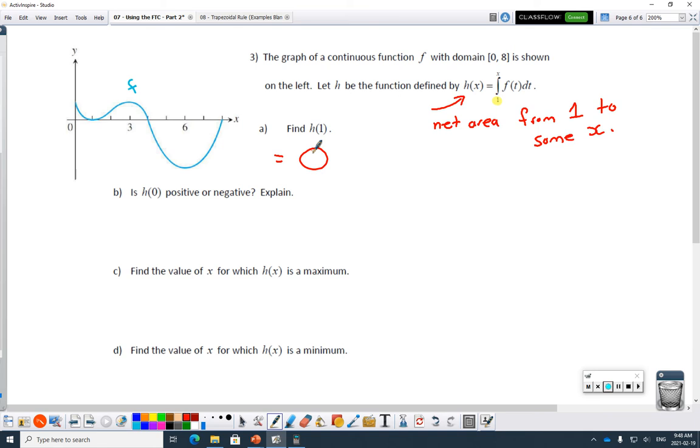Is h at 0 positive or negative? Oh, I got to write it out to know what's going on here. Whoever gets 0, the number 0, has got to do the area from 1 to 0 of f at t dt. They've got to go from 1 back to 0. Now, is that greater than 0, or is that going to be less than 0 when they do that calculation? This is a really tricky one, because your brain screams one thing, and then your brain tries to fix it, and then you doubt yourself, and it's good fun on your brain.